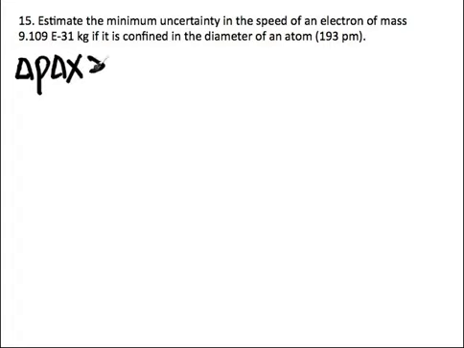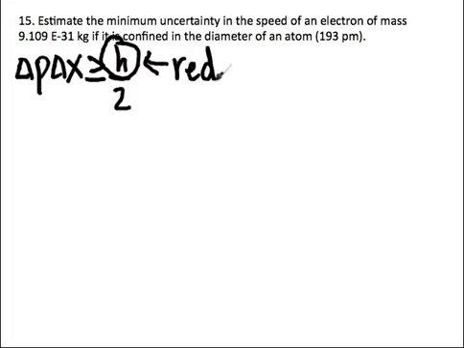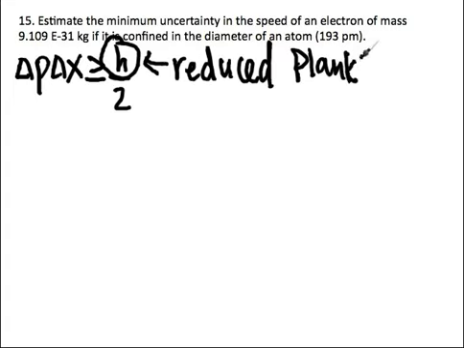So this one is where we cannot know precisely both the position and momentum of a particle at the same time. Also remember that this constant is not the normal Planck's constant, it's the reduced Planck's constant. So for the Heisenberg uncertainty principle, we always use the reduced Planck's constant, which is Planck's constant divided by 2 pi.